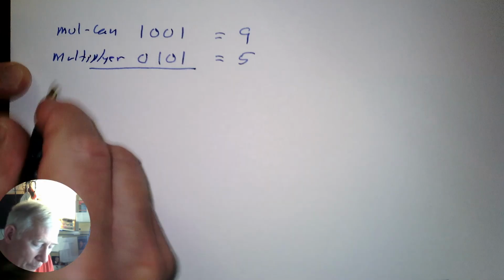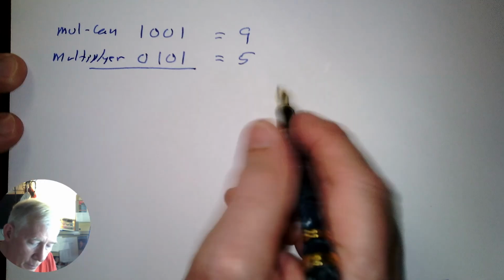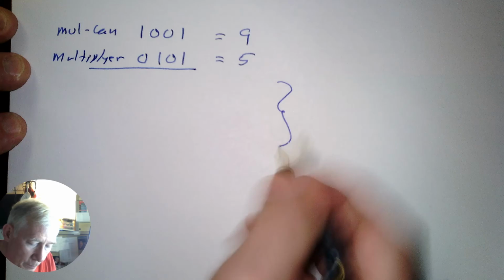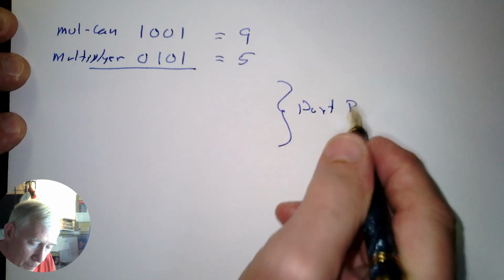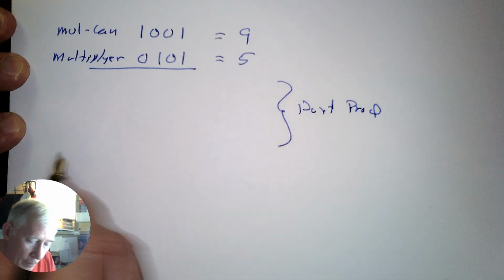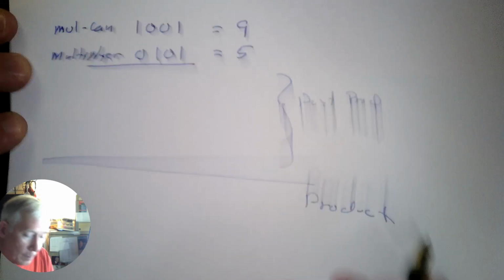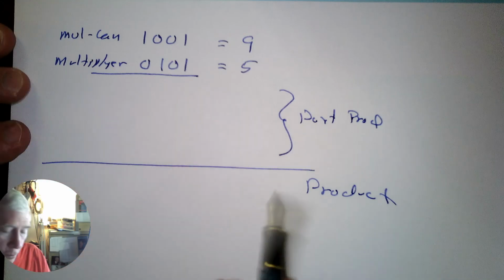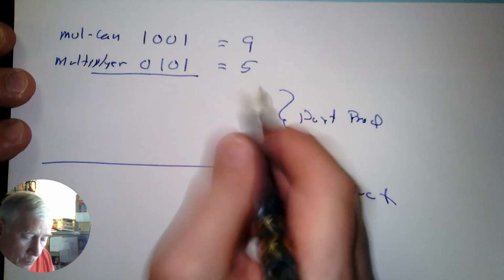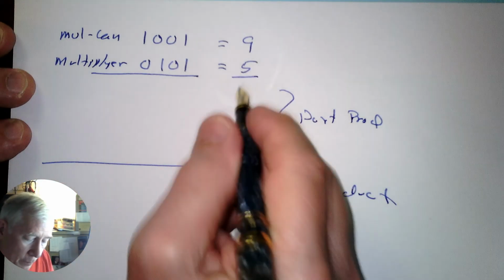And then we have partial products coming in here. And then finally, down here we have a product. Okay, so those are the terms for multiplication. Now we know that 5 times 9 should be 45, so we'll see what we get.